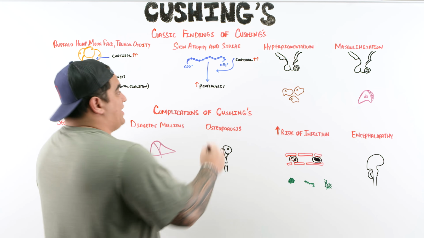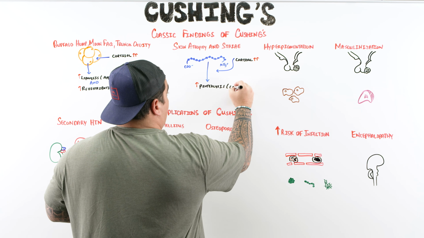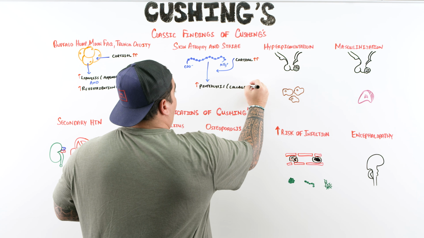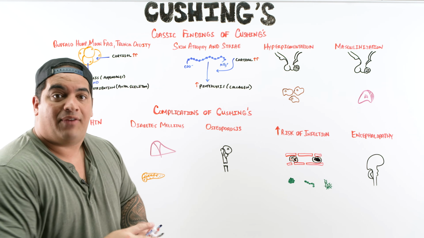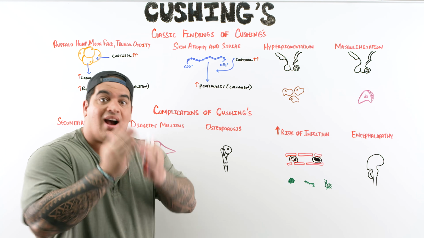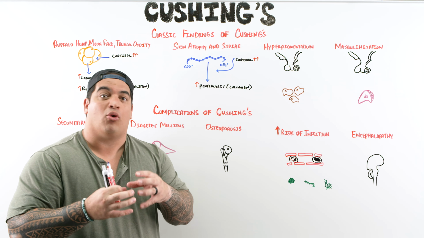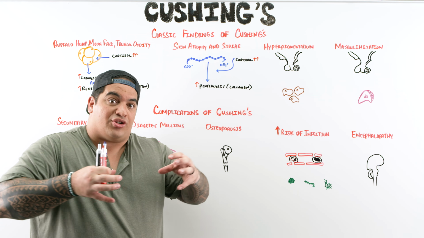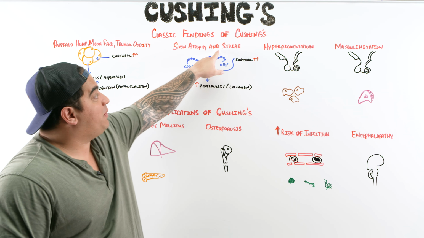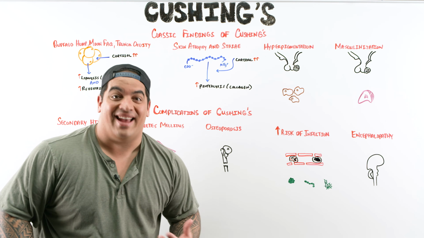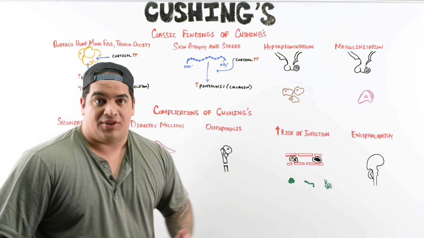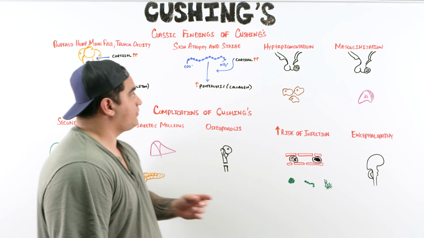One of the big ones happens to be collagen. This is a very prominent protein that's present in the skin. If I start breaking down a lot of that collagen inside of the skin, the skin gets a little bit more weak and it becomes easier to stretch. And that's where we get this abdominal striae and skin atrophy. So it's really important to remember that.